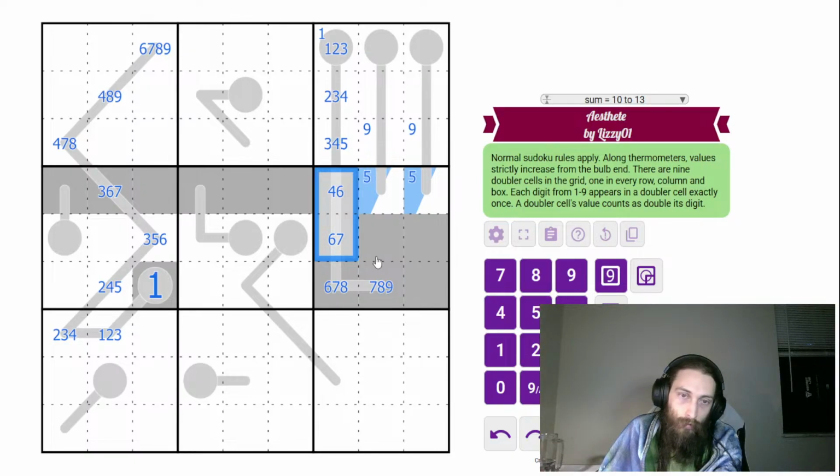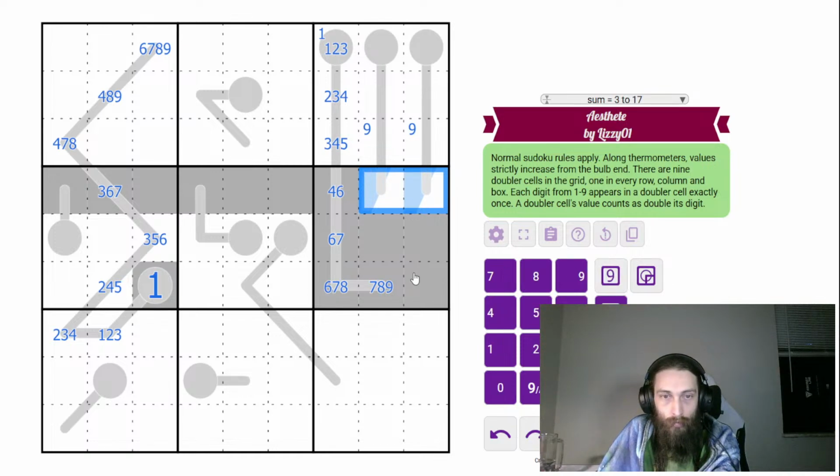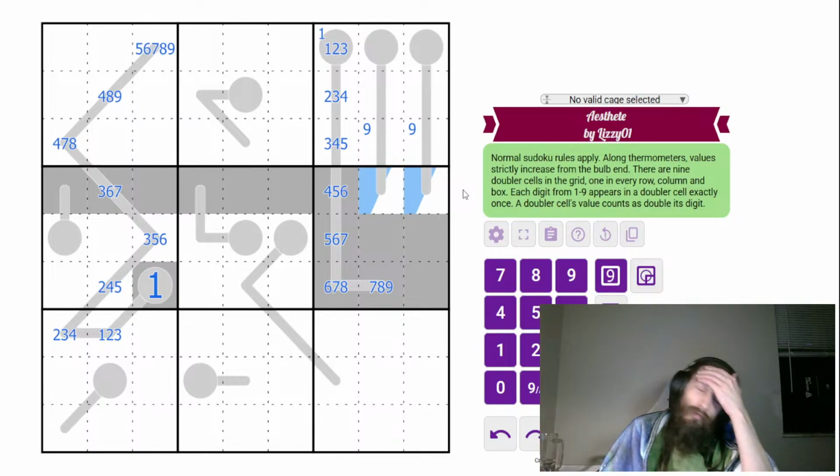Actually, that doesn't have to be a doubled 5. It just has to be larger than 9. That's true. But it would be minimum 5. Yeah. But it still has to be the doubler.